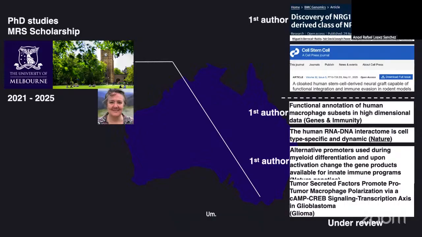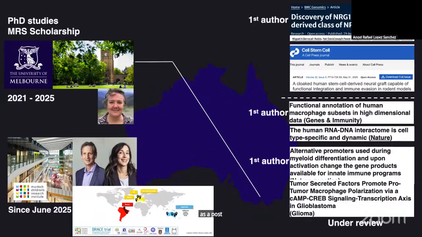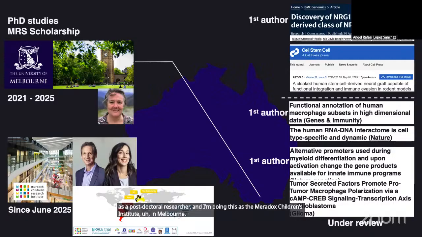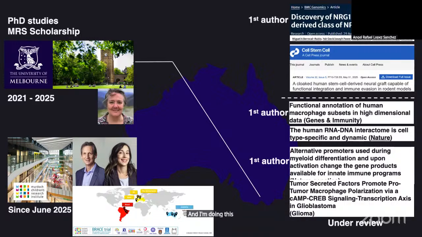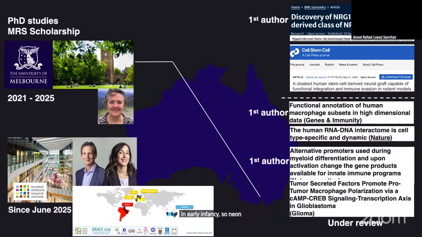And now, as I've just finished my PhD a few months ago, I've started my new role as a postdoctoral researcher, and I'm doing this at the Murdoch Children's Research Institute in Melbourne, under the supervision of Nigel Curtis and Nicole Messina. My role here is to understand how the immune system shapes us and protects us in early infancy, so neonates, which is the first month after birth, and how it compares to adults.